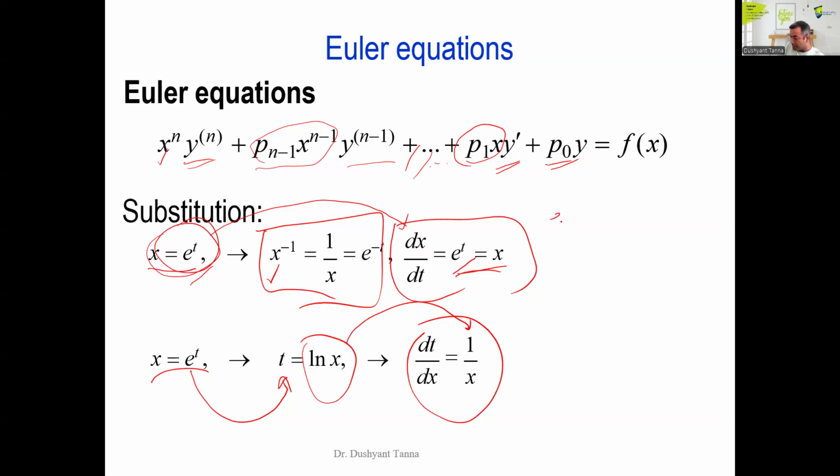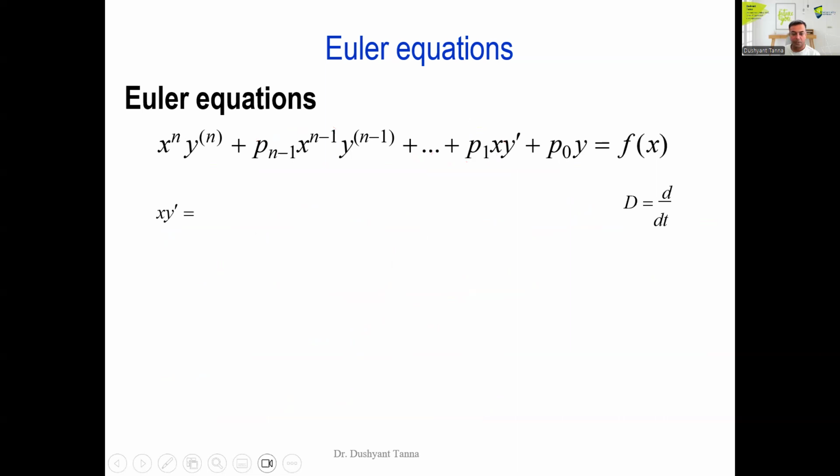Remember one identity, e raised to i theta is cos theta plus i sine theta. And the Euler constant is e, and that's why we are replacing with the substitution x is equal to e power t. Right. So we start with the basic thing, x y dash. Now we'll be using this capital D notation, d over dt. Okay, so x y dash. Now let's talk about y dash. What is y dash? Up here it is differentiation of y with respect to x. It's dy by dx, right?